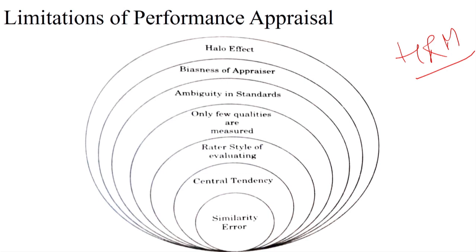The first one, if you see right from the top, is the halo effect. A person who is outstanding in one area tends to receive outstanding or better than average ratings in other areas as well. When such a rating is given, this is known as the halo effect. So what is the meaning of halo effect, my dear friends? For example, Lord Krishna is there, and we always see that halo, a circle going on behind his head.